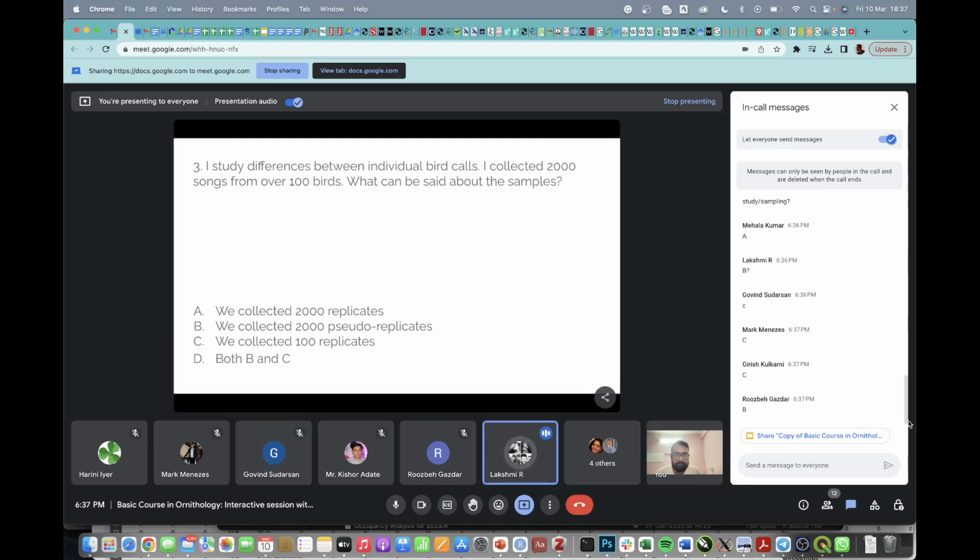So there has to be multiple recordings of almost the same song, no sir? Out of those 2,000 songs you have collected from 100 birds, there are high chances of repetitive recordings also, no sir? But sir, it says it has to be over 100 replicates. There are like 100 different birds it's collected from. So under the assumption that it's done evenly, you could say that's roughly 20 songs from each bird. Okay, 20 recordings.